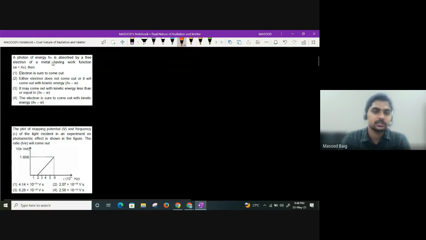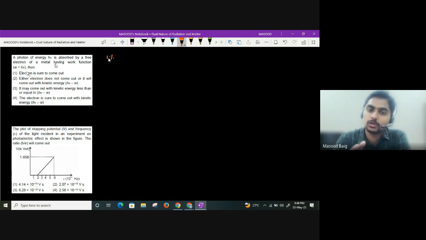A photon of energy h nu is absorbed by a free electron of a metal having work function less than h nu. Then what is the situation? Electron is sure to come out? No, guys. Always remember, efficiency of photoelectric effect is 1%. If energy of incident light is more than the work function, it is not necessary that the electron should get emitted, because the efficiency is very low. Again, 1% efficiency is there.